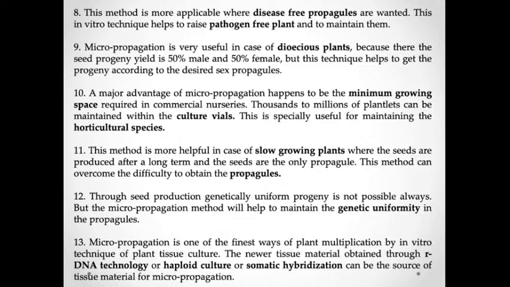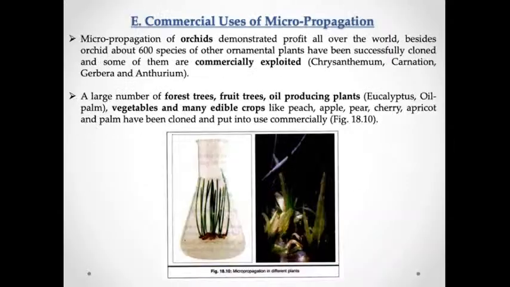Further, minimum growing space is required, as we discussed already. With culture vials within the lab, you can grow so many plants within a small period of time with the help of this technique. And furthermore, new tissue cultures are obtained through DNA technology or haploid culture, and hybridization is a source of tissue material.